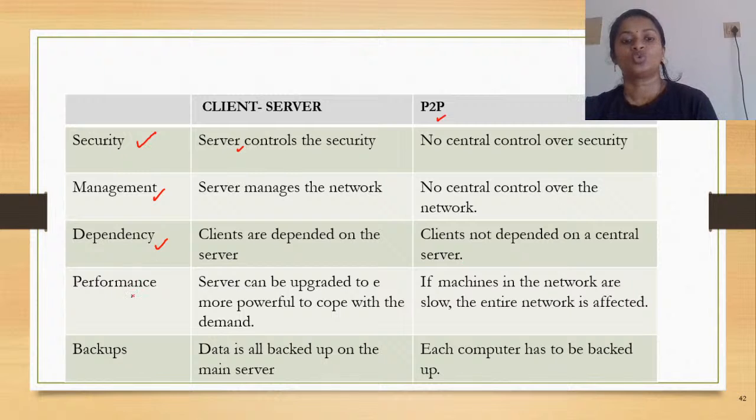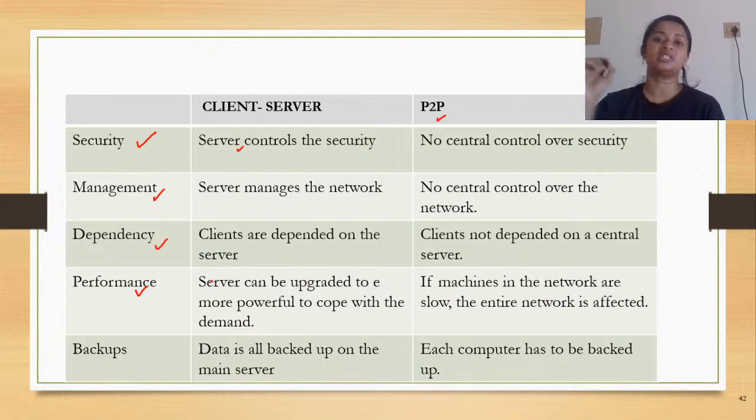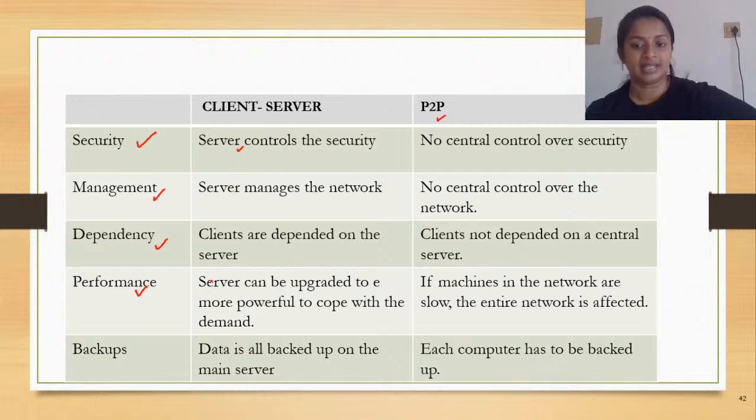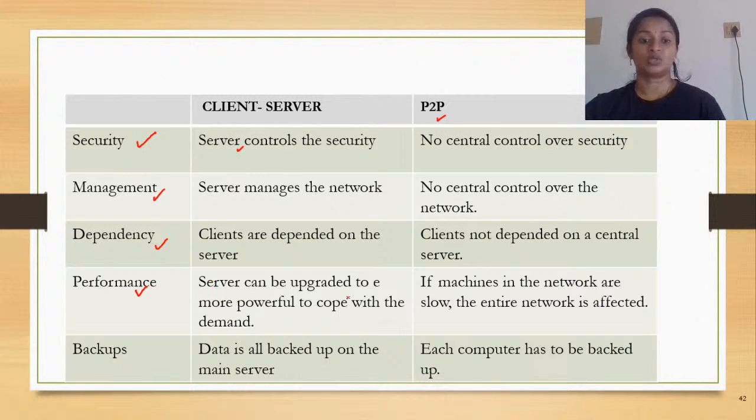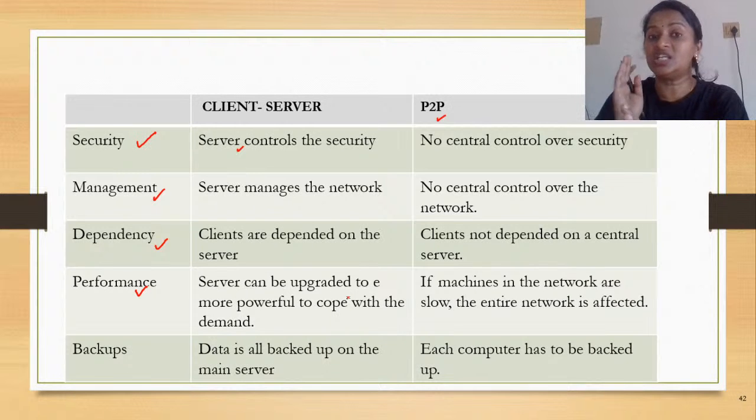So next, when you're talking about performance in a client-server architecture, you need to definitely speak about the performance or upgrading of the server system. But when you are considering a peer-to-peer network, if the machines in the network are slow, then what happens? The entire network gets affected here. So you need to take care of each individual system in the peer-to-peer network. Is the idea clear?